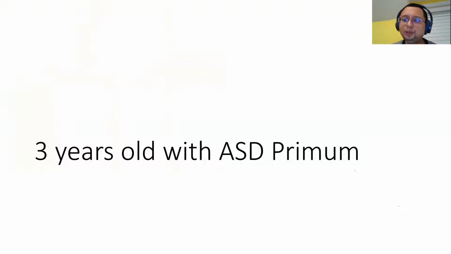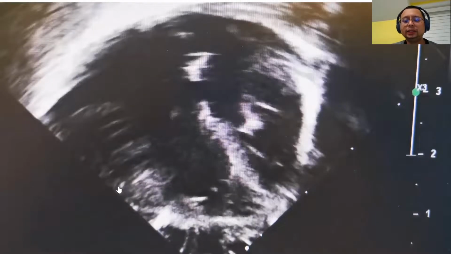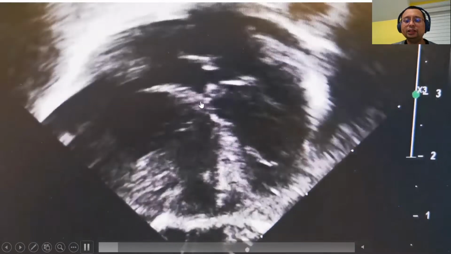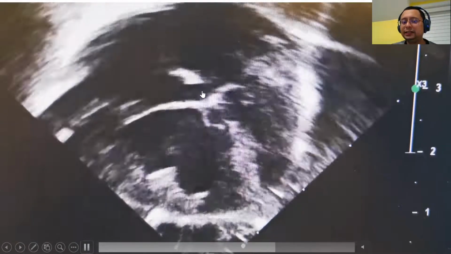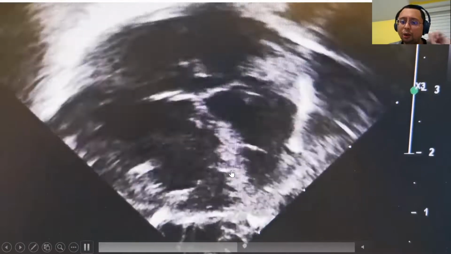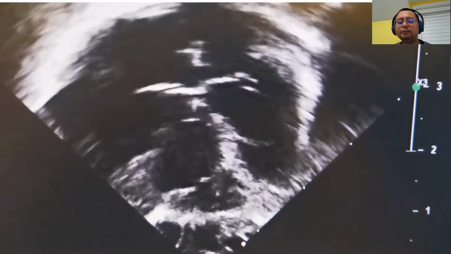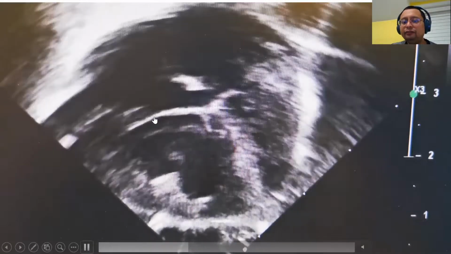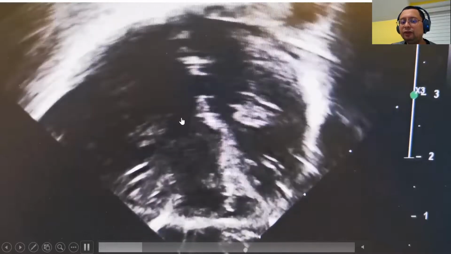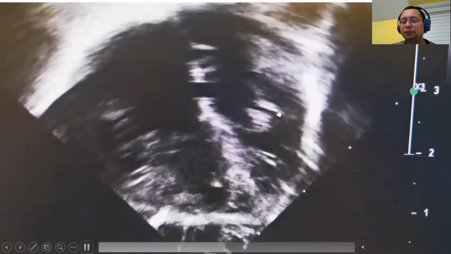So I just wanted to show you an example here. This is a 3-year-old boy with ASD primum. This is the left ventricle and right ventricle, left atrium and right atrium. As you can see there, there is the ASD primum. Something that is very important to point you towards the direction of ASD primum is the fact that the right AV valve and the left AV valve are at the same level. In normal people, the right AV valve should be more apical compared to the left AV valve.